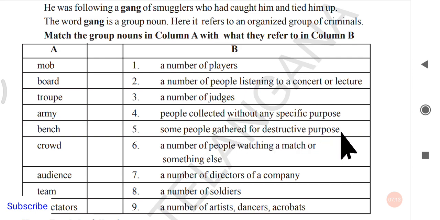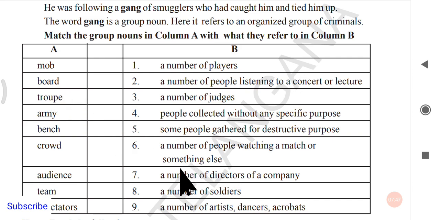There are different words for people who gather at one place, but mob specially refers to people who gather for a destructive purpose, in the sense that they have gathered with some bad intention, to destroy or to make some strike, or to beat someone, like that. Next, so the first one here goes with 5. Mob, the fifth one.